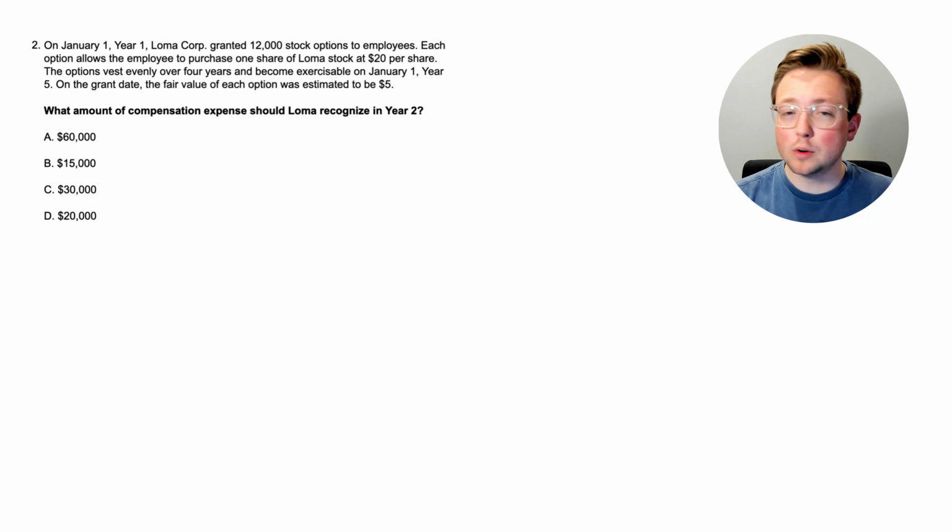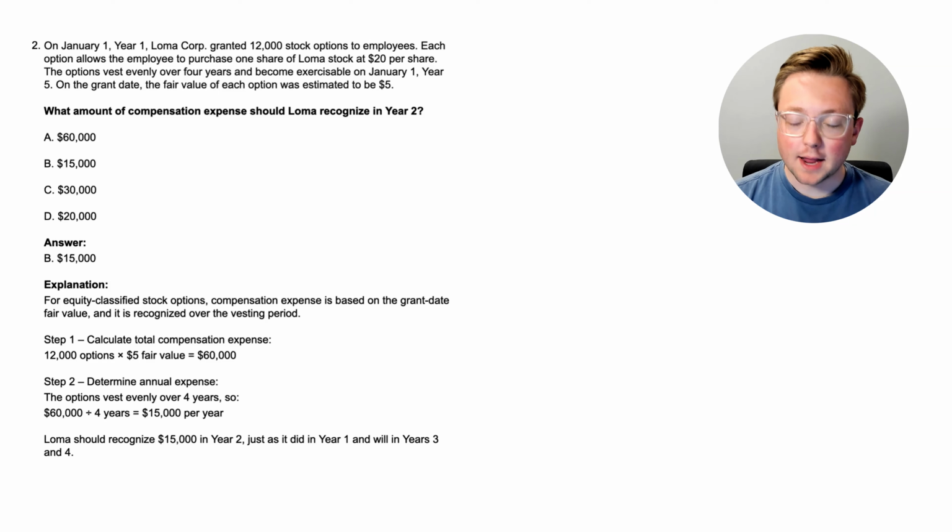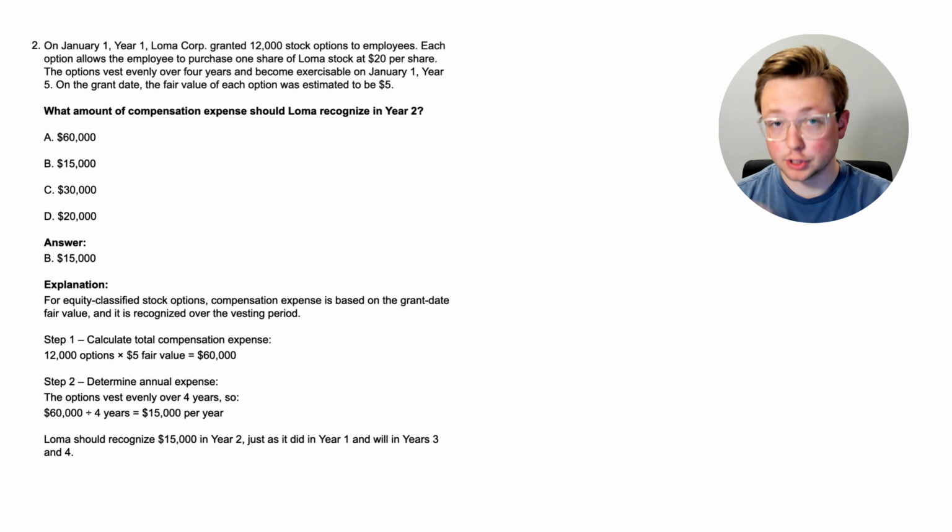So pause the video, think about what we just learned, give it your best shot, and when you're ready, come back, we'll look at the answer together. All right, here we are at the answer. B, $15,000 is how much compensation expense they're going to recognize in year 2. So let's go through this.